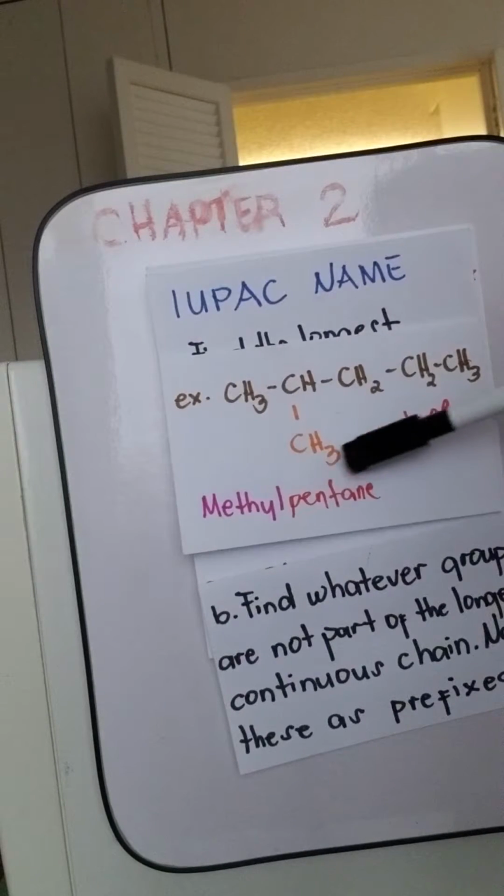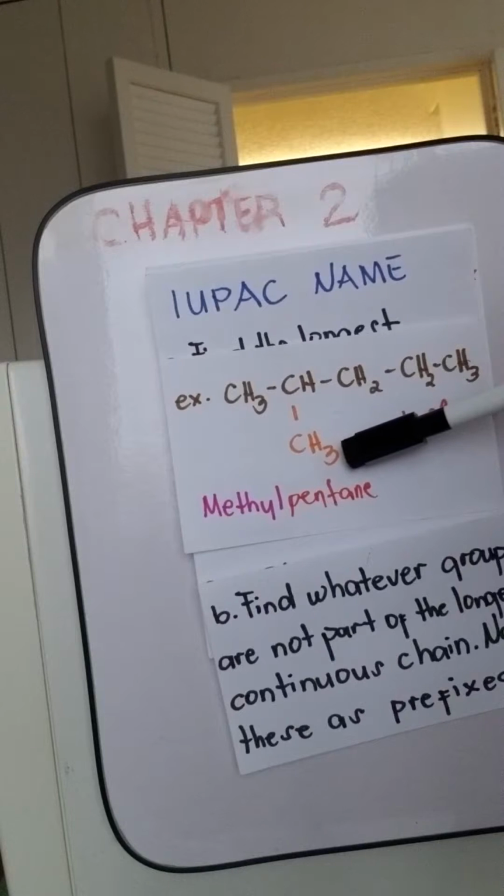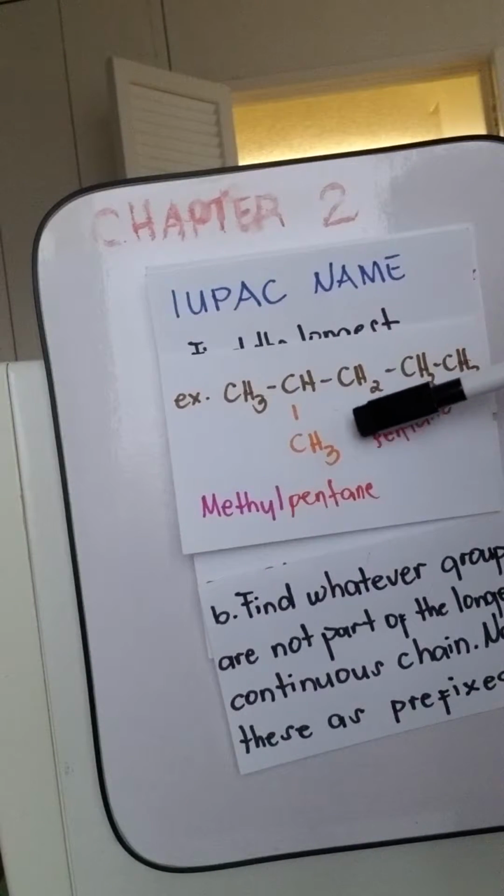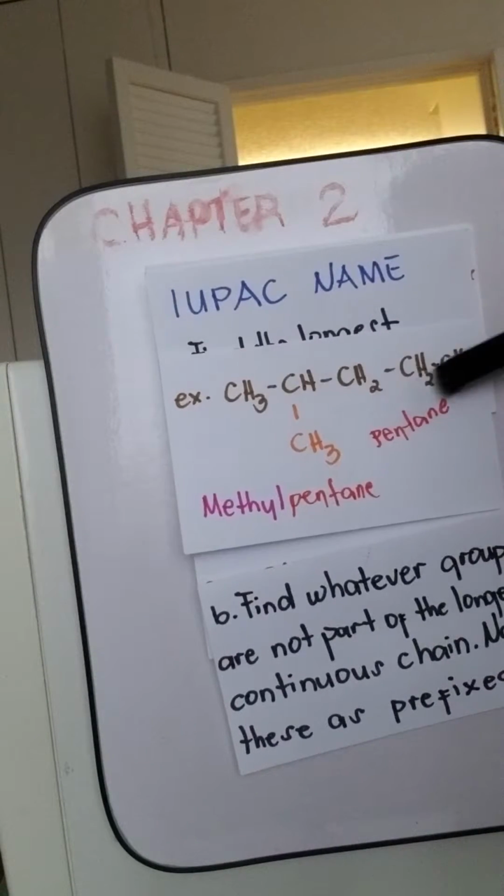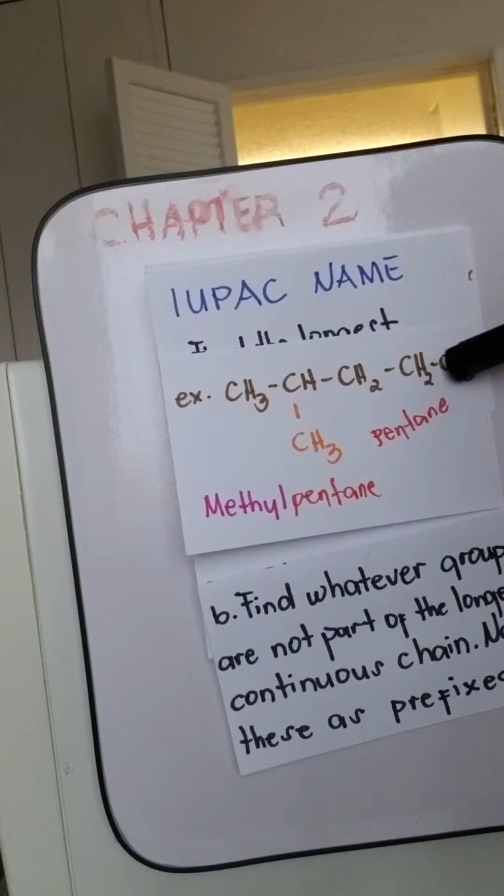And then this has only 3 hydrogen atoms, meaning this is an alkyl radical. So what is the name of that compound? Methyl, attached to your mother chain. What's the name of your mother chain? Your mother chain is pentane.